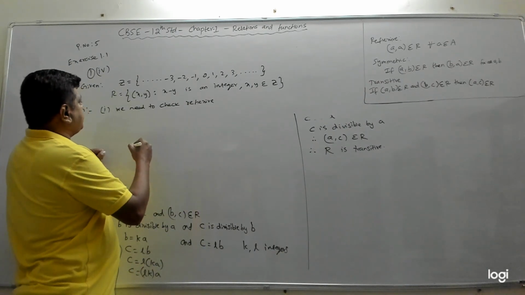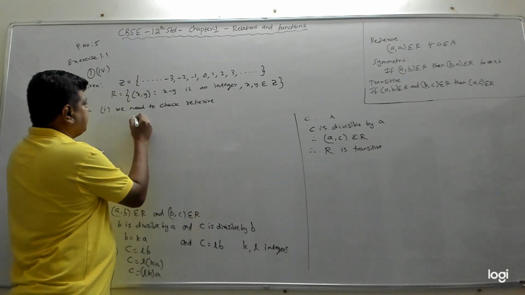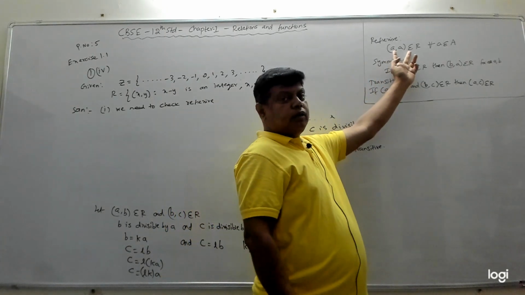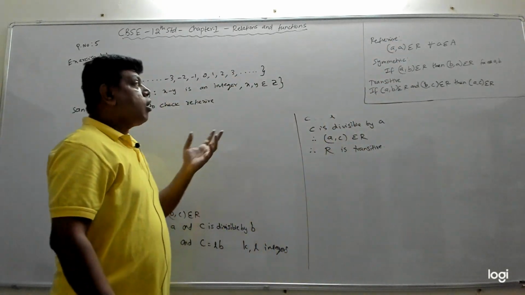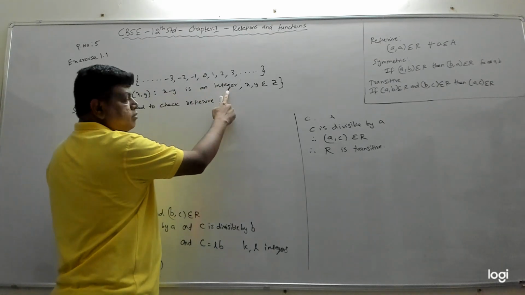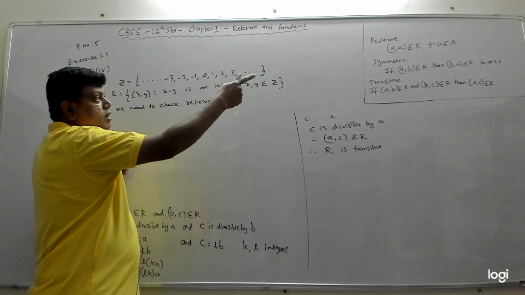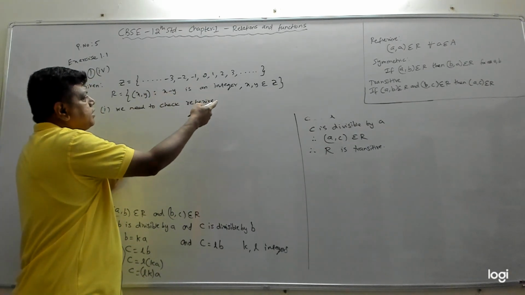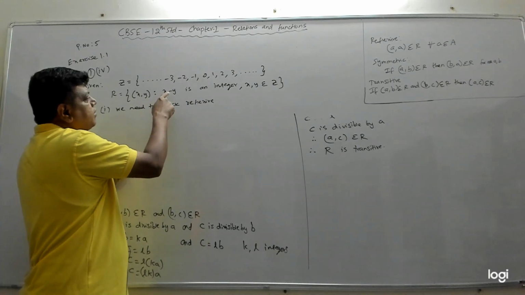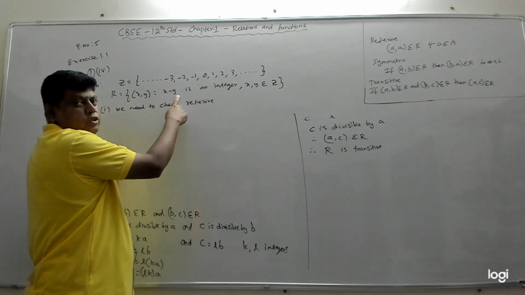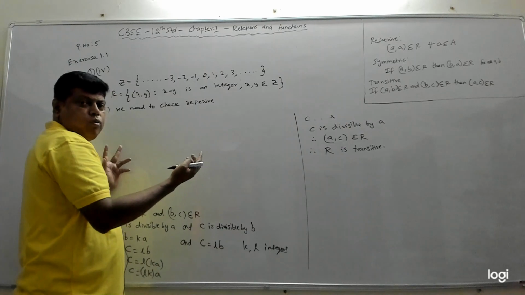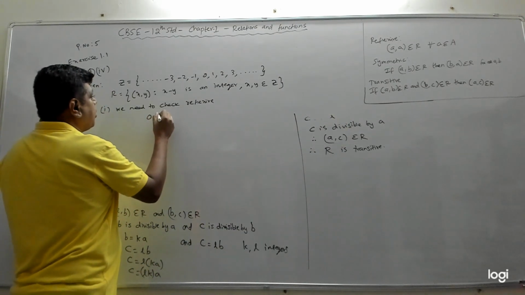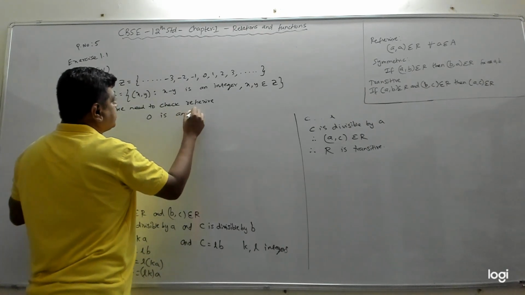So how do we do that? To prove it is reflexive, we have to prove A comma A belongs to R. When can we say A comma A will belong to R? X comma Y will belong to R if X minus Y is an integer. So A comma A will belong to R if A minus A is an integer. What is A minus A? 0. 0 is an integer, which we know is true. So we'll start from that. We'll say 0 is an integer. We should start like that.